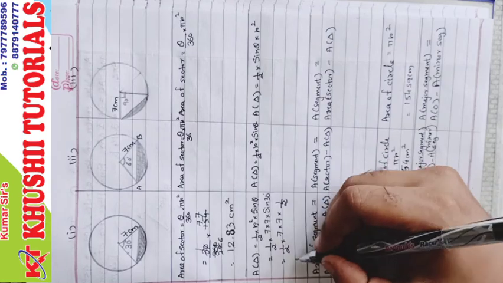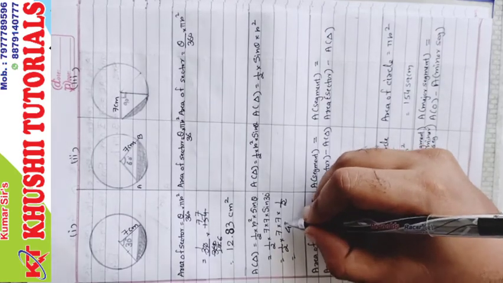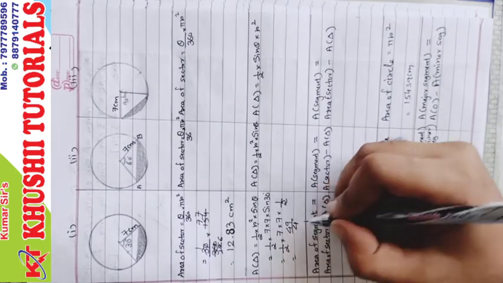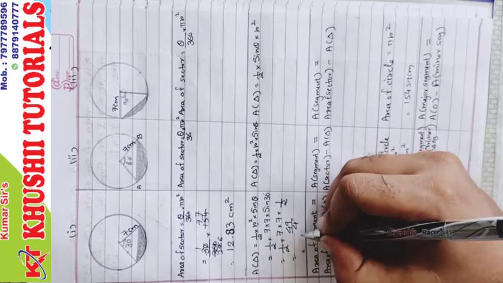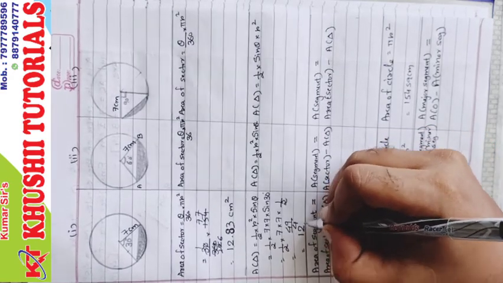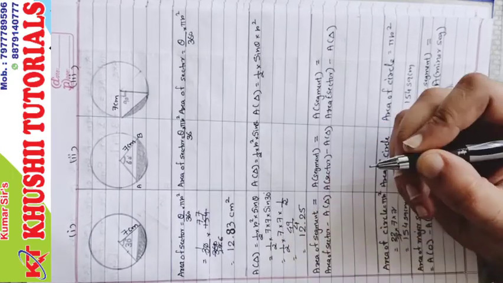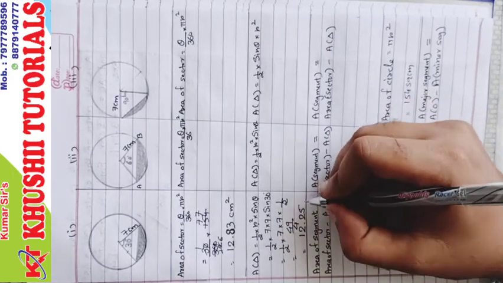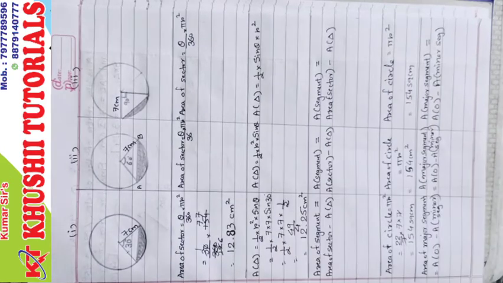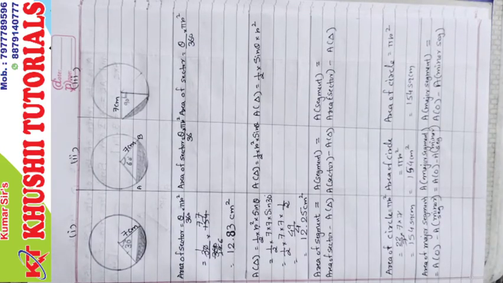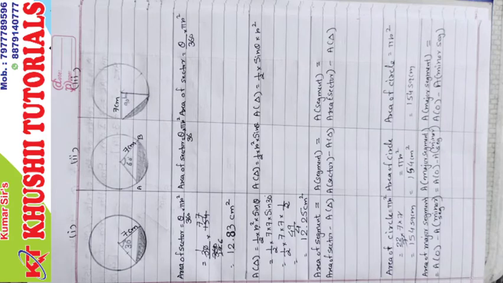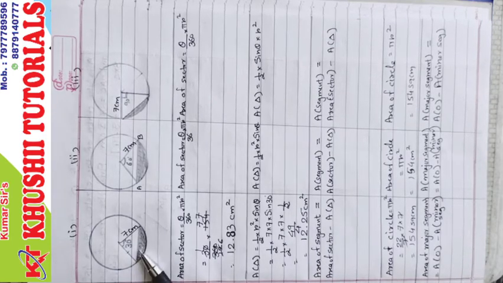So now 7 sevens are 49. 49 divided by 4 is 12.25 centimeter square. That is the area of the triangle. Now area of sector minus area of triangle. When you subtract it, you will get the area of segment.